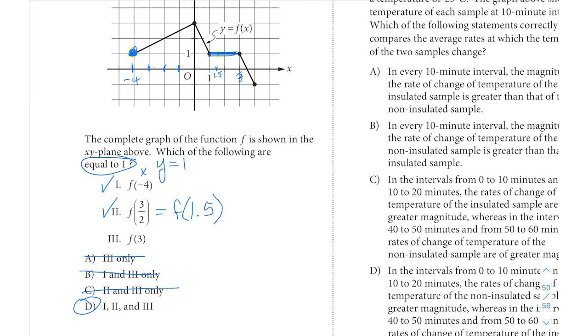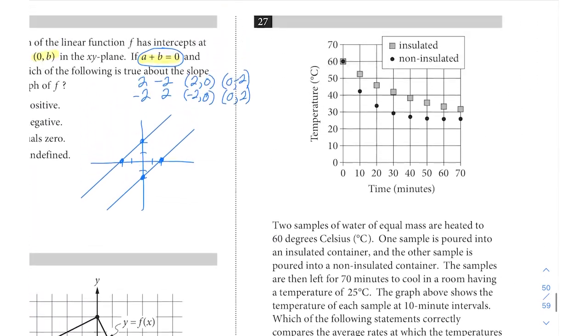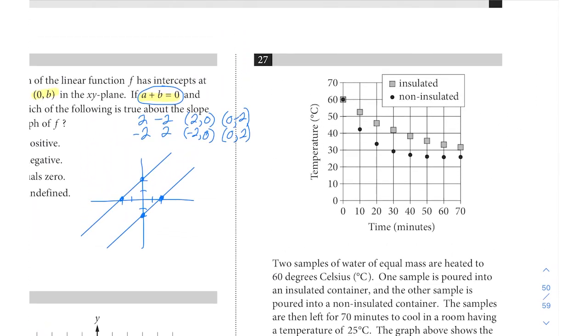But just to double check and prove it, here when x is 3 for Roman numeral 3, if we look on our graph at 3, we still have a y value of 1 there. So all three of these Roman numerals are true as to value of the function equal to 1 at those different points. Up next, we'll take a look at question 27.